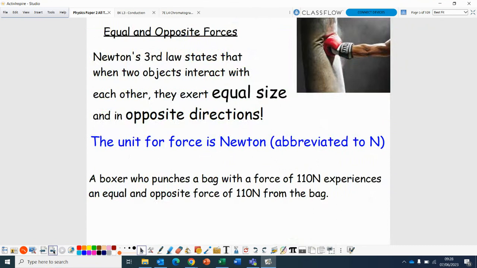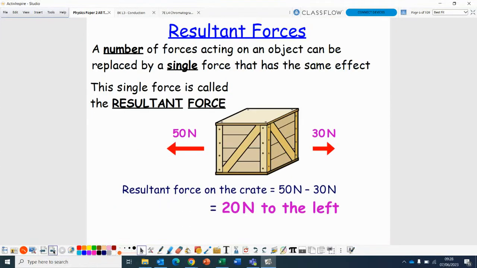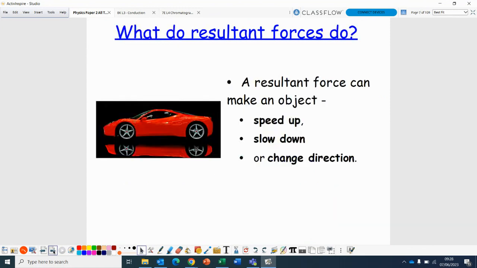Newton's third law is when 2 objects interact, they exert forces that are equal in size to each other and opposite in direction. Resultant force is when you summarize all the forces into a single force. The only thing you need to remember here is if they are on opposite sides, you do a take away, and if they are on the same side, you add them together. Resultant forces can make an object speed up, slow down, or change direction.